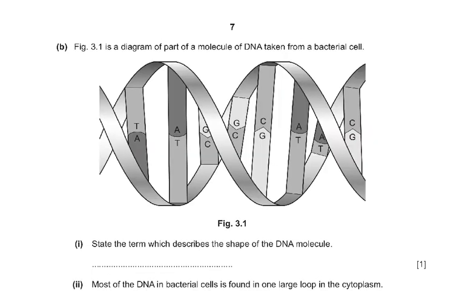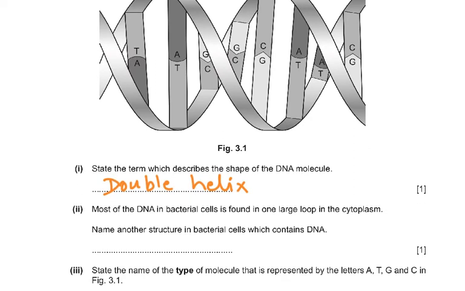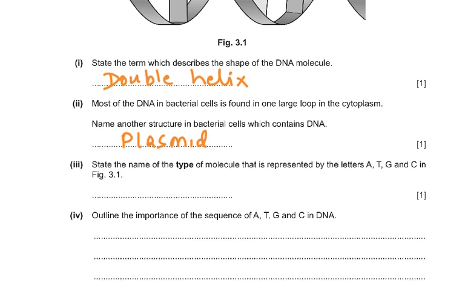Then coming to the next part of the question, figure 3.1 is a diagram of part of a molecule of DNA taken from a bacterial cell. State the term which describes the shape of the DNA molecule. Double helix. This is a double helix. Then most of the DNA in bacteria is found in one large loop in the cytoplasm. Name another structure in the bacterial cells which contains DNA. Plasmid. State the name of the type of molecule that is represented by the letters A, T, G, and C.